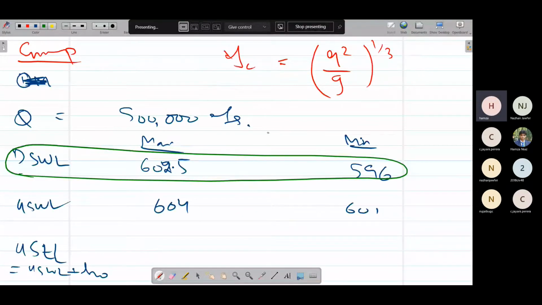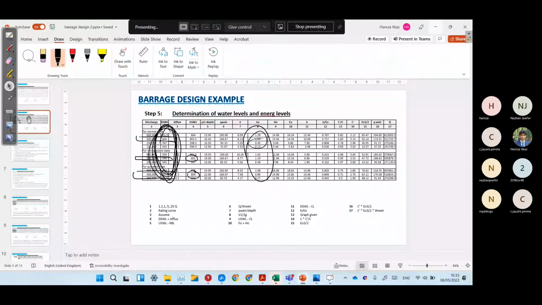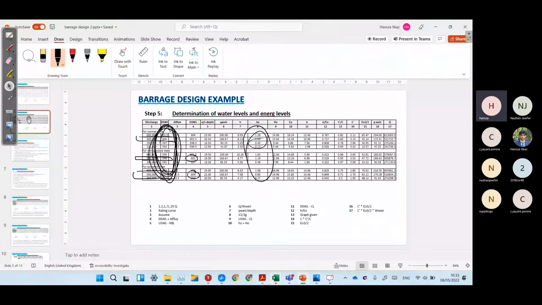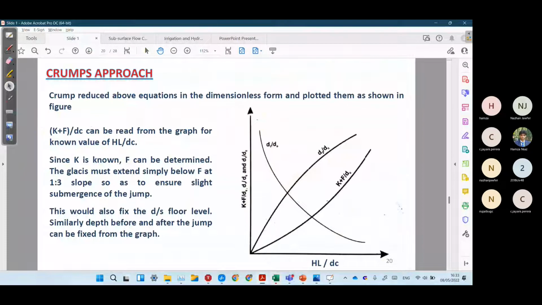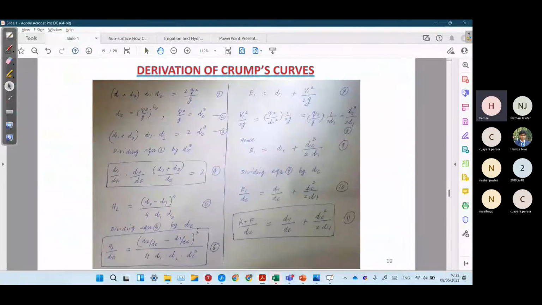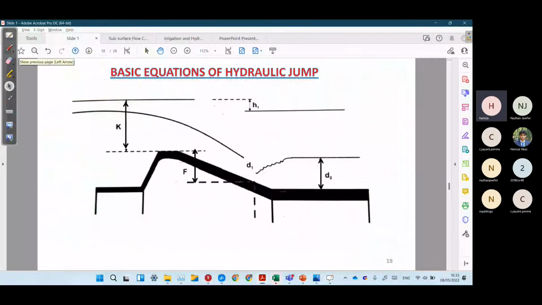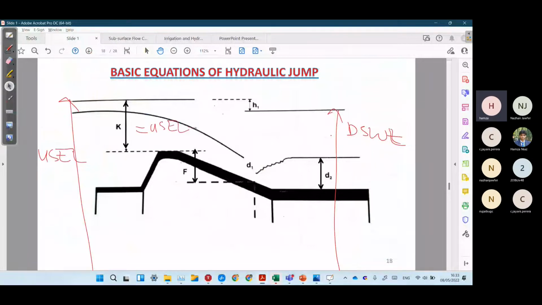Now, after finally doing all this, if we look at this graph, we have calculated this upstream energy level. We have calculated this downstream energy level. Now we have to calculate this K value. K value is the width of water of the weir crest. So how can we calculate this K value? Simple. If we subtract the crest level from the upstream energy level, we can get this K value.